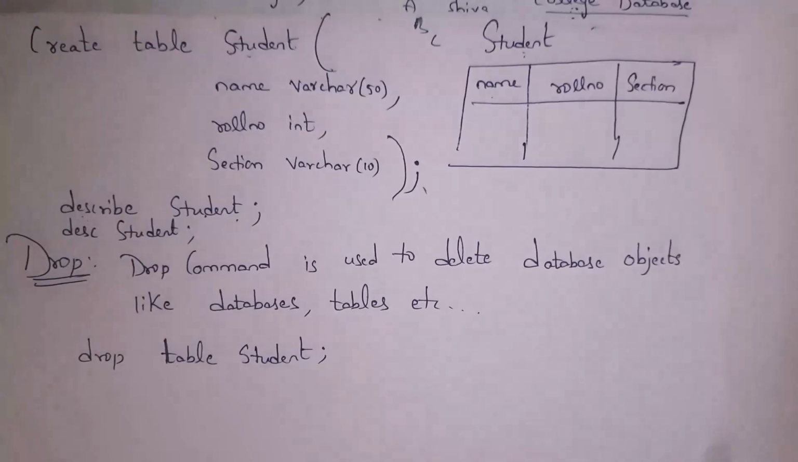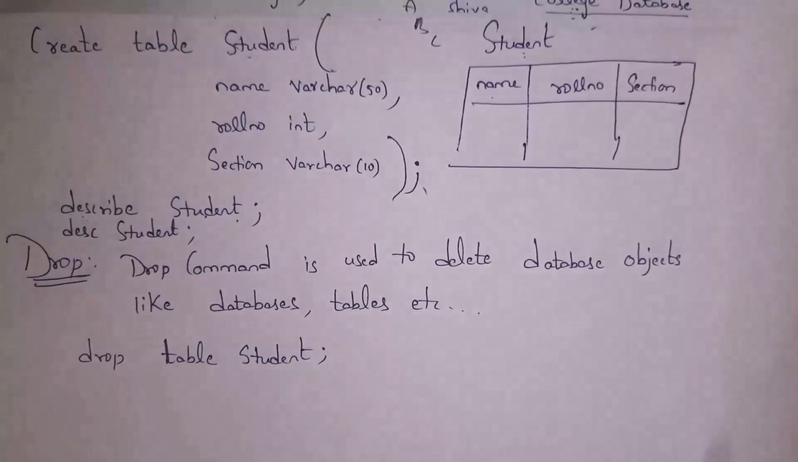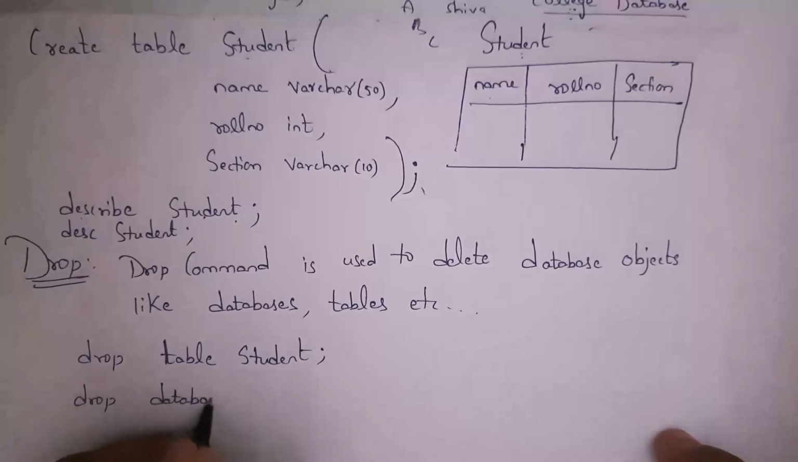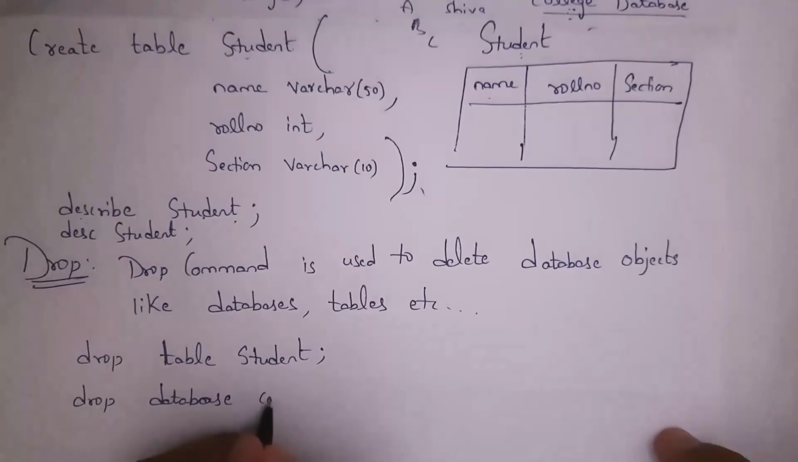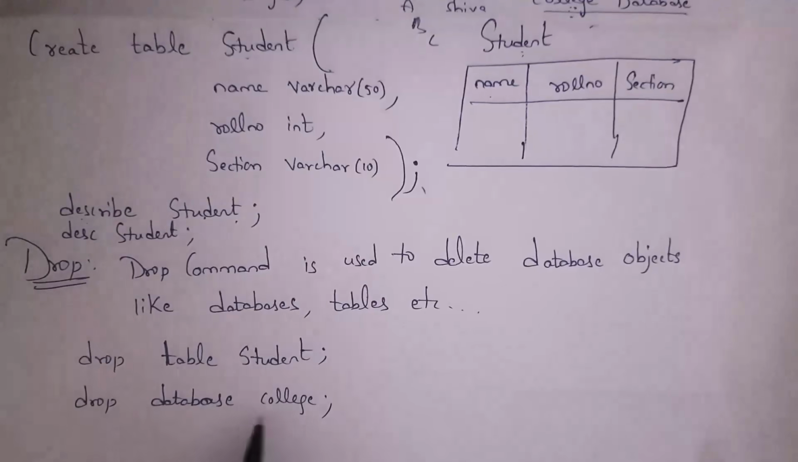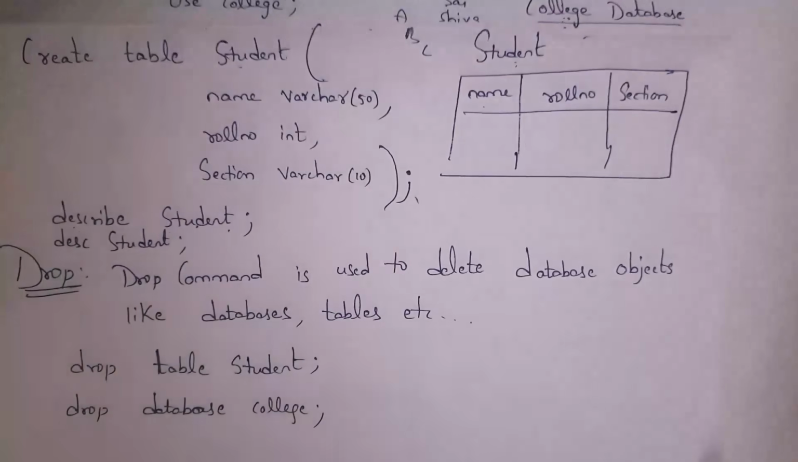For example, I want to delete complete database. So in order to delete complete database, you need to write drop database, and here you need to give database name. For example, I want to delete college database. So just write drop database college. So whenever you write this code and click enter, my complete database will be deleted. Guys, for example, my college database contains total 10 tables. So whenever I write this code, my database and as well as 10 tables will be deleted. This is all about drop command.